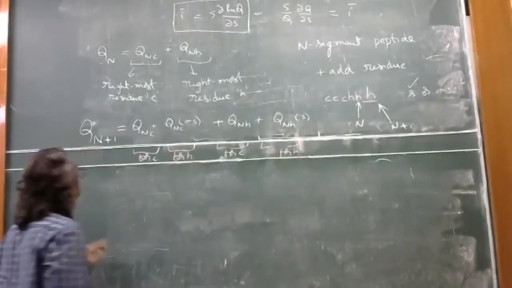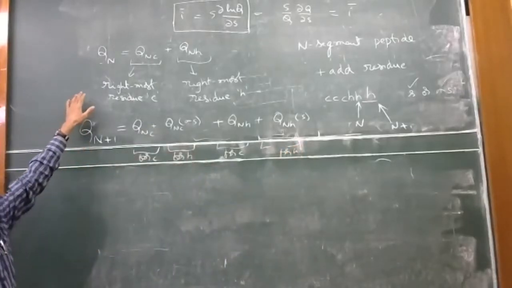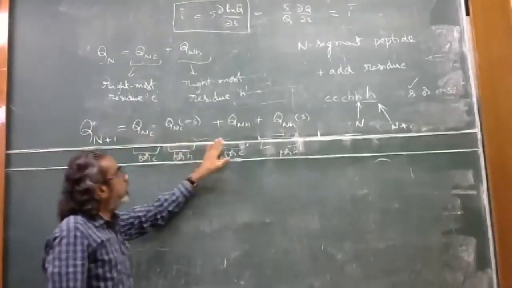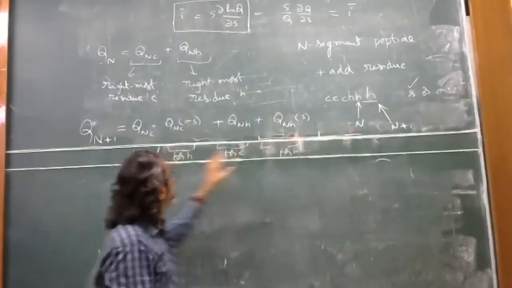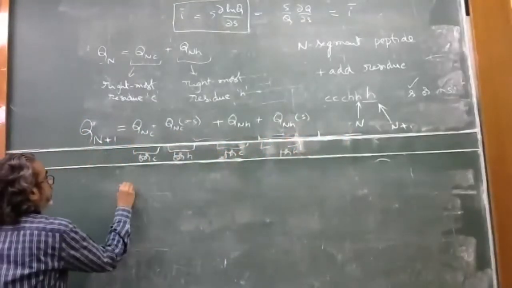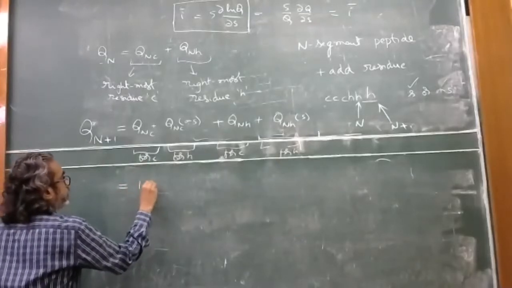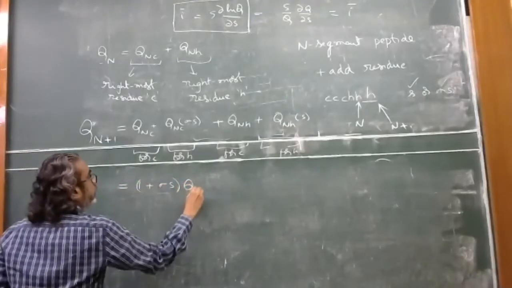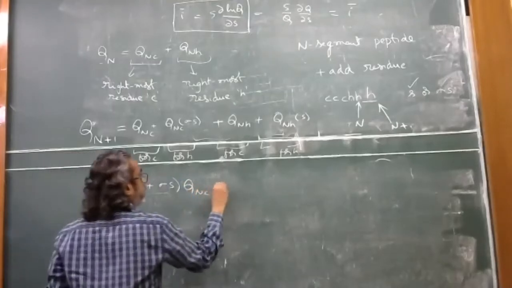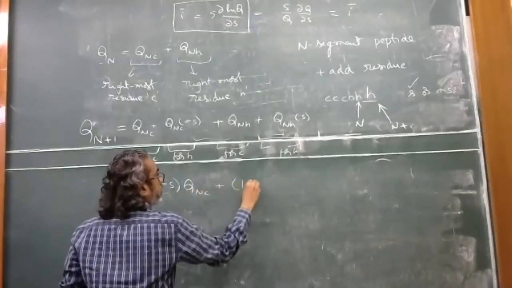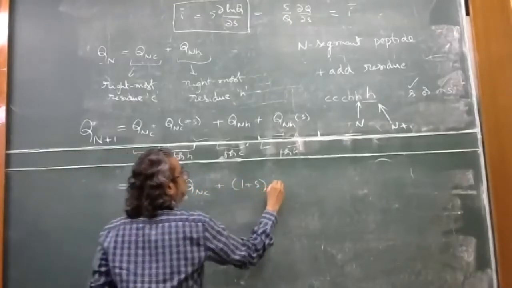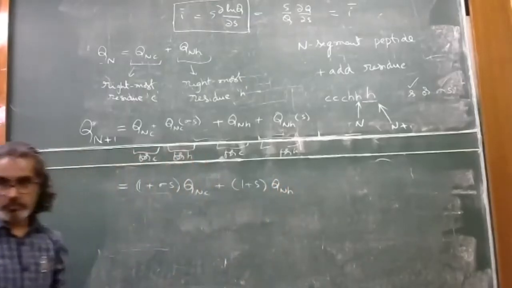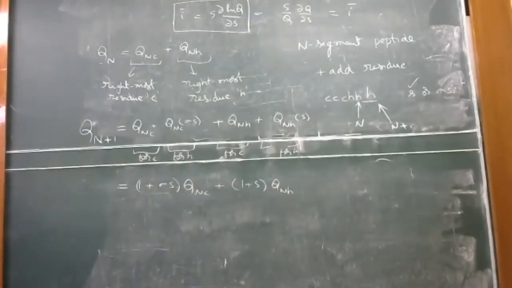Okay, so now we worked out, if you already know the partition function for Qn, how to get the terms by adding one more residue to make it Qn plus 1. So you can write this as (1 plus sigma S) times QnC plus (1 plus S) times QnH. Right? Okay.